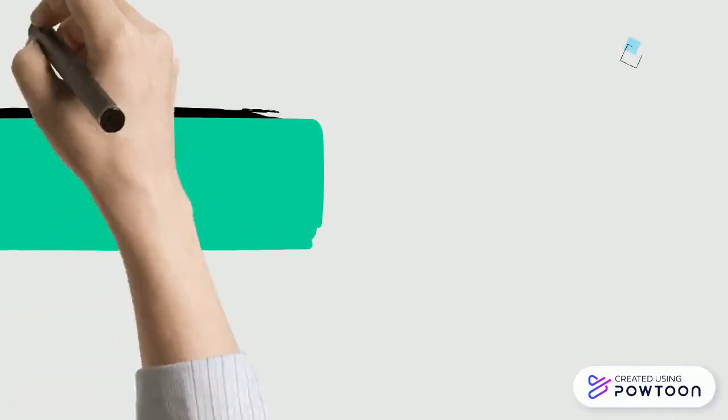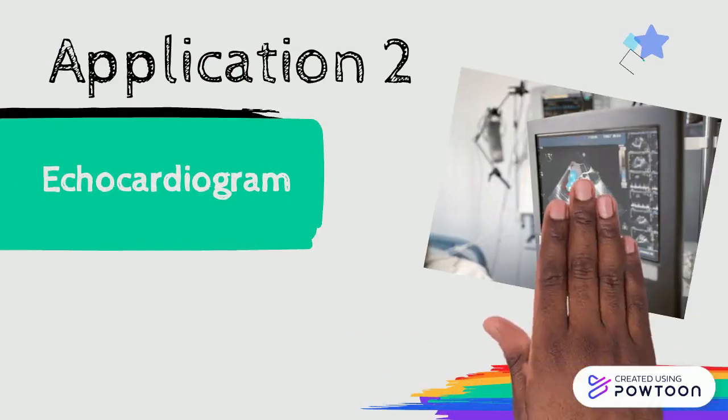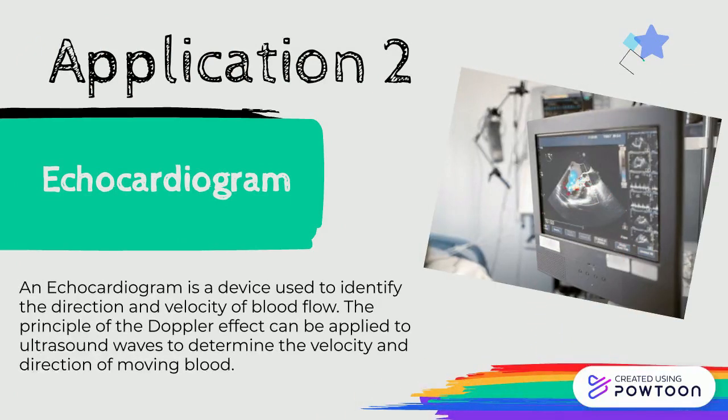The second application is echocardiogram. An echocardiogram is a device used to identify the direction and velocity of blood flow. The principle of the Doppler effect can be applied to ultrasound waves to determine the velocity and direction of moving blood.